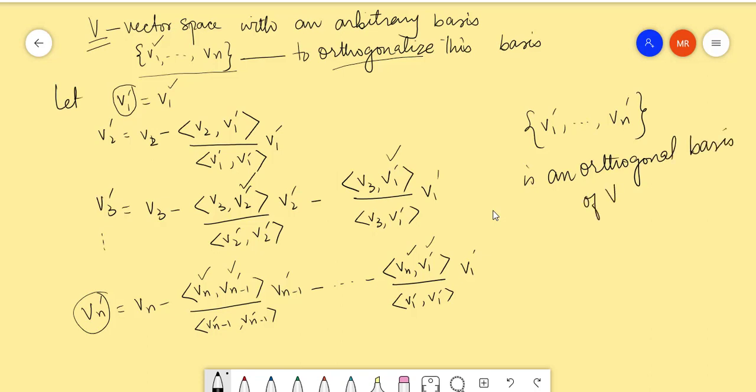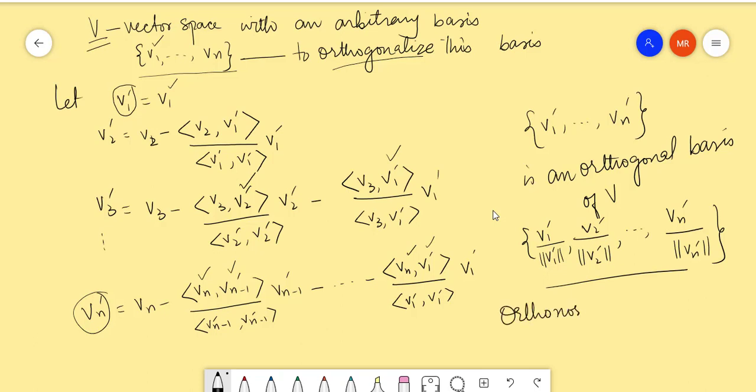And if in addition we want to normalize this basis, then what do we do? We divide each vector by its norm: V1 dash by its norm, V2 dash by its norm, and the last one, Vn dash divided by its norm. And hence this set forms an orthonormal basis of V. Now we discuss an example.